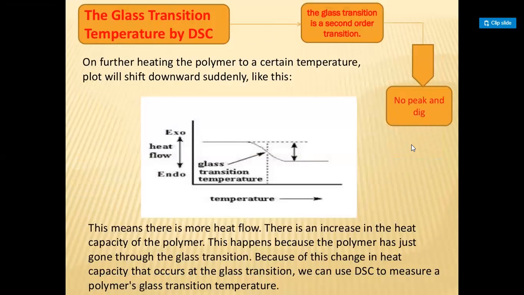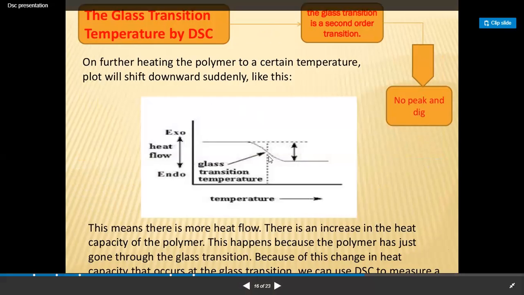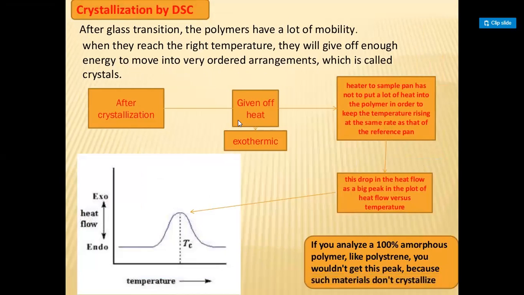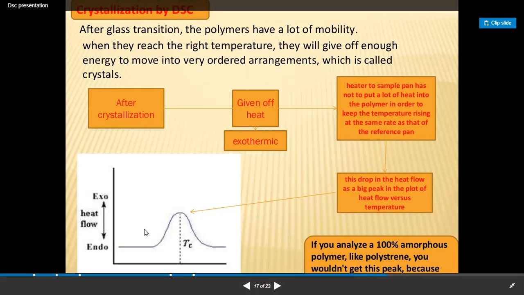On further heating the polymer to a certain temperature, the plot will shift downwards suddenly. As you can see in this picture, there is a sudden shift downward, which shows the glass transition temperature. After glass transition, the polymer has a lot of mobility. When they reach the right temperature, they will give off enough energy to move into a very ordered arrangement called a crystal. So here you can see a peak which highlights the crystallinity of the polymer.